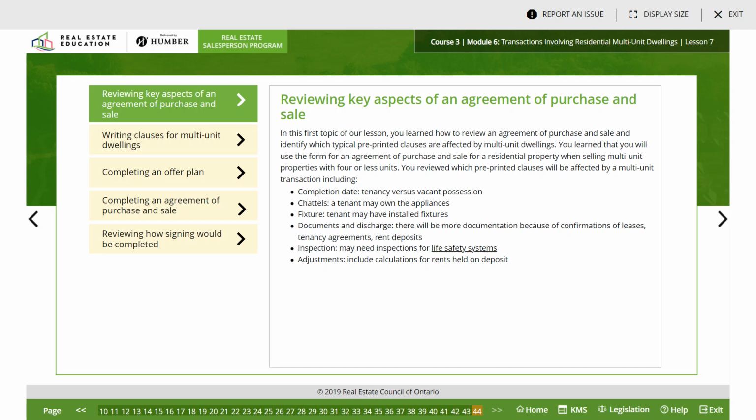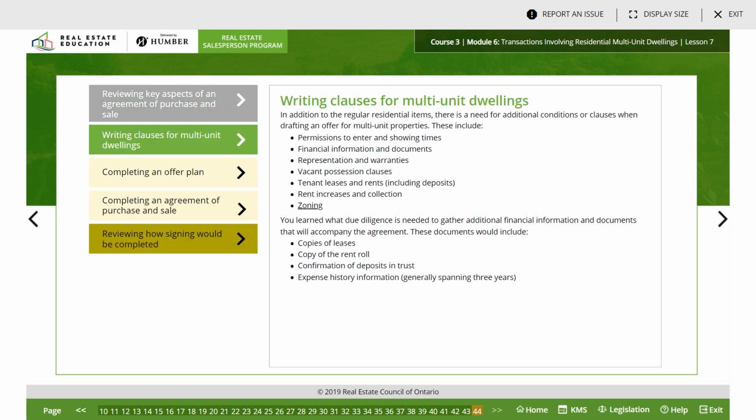You reviewed which pre-printed clauses will be affected by multi-unit transactions. So these clauses will be affected by the multi-unit transactions. Number 1 is completion date, tenancy versus vacant possession, and number 2, schedules. A tenant may own the appliances. And then 3, fixtures. Tenants may have installed fixtures. 4, documents and discharge. There will be more documents because of confirmations of leases and tenancy agreements, rent deposits. And 5, inspections. You may need inspections for life safety systems. And number 6, adjustments include the calculation for rent held on deposit.